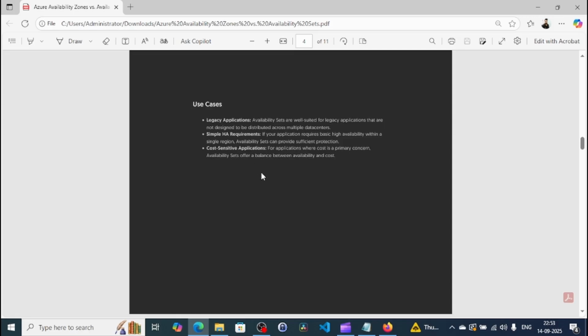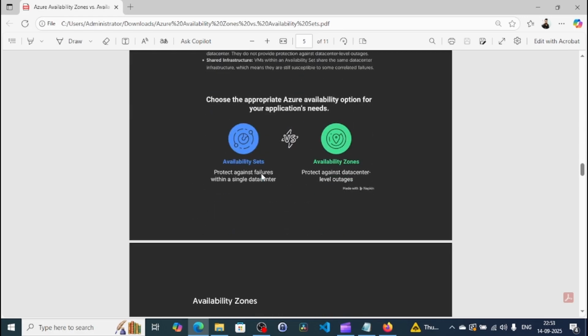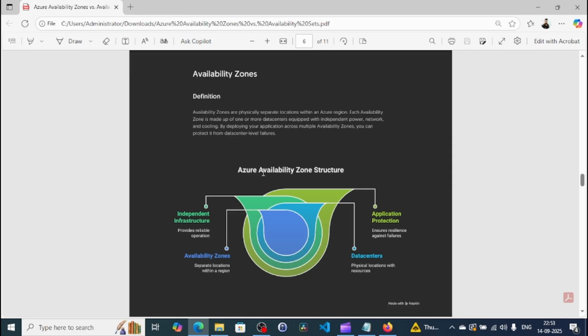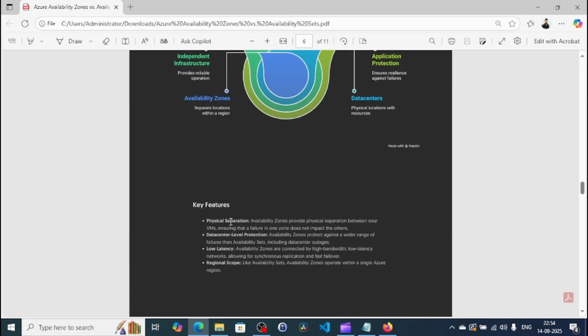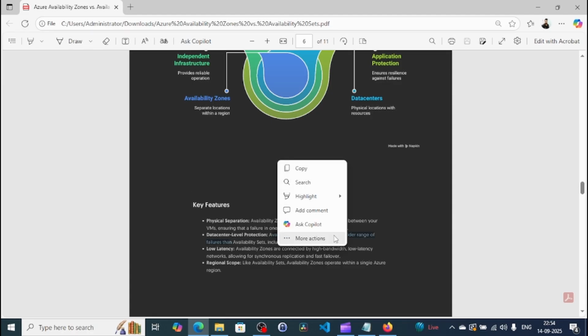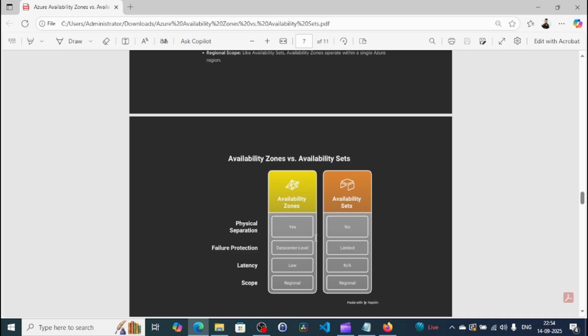Now let's move on to availability zones, which take things a step further. Availability zones are physically separate data centers within a region. Each zone has independent power, cooling, and networking. Let's understand key features. Physical separation. Each zone is like a different building miles apart. Data center level protection. If an entire data center goes offline, other zones still run. Low latency. High-speed fiber connects zones so apps can replicate data in real time. Regional scope. Still within one region, but across multiple data centers.